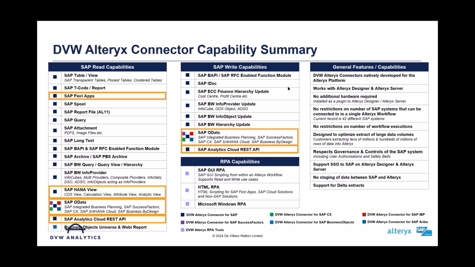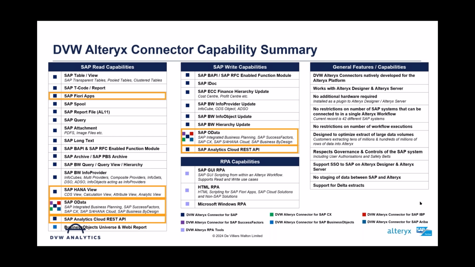SAP S/4HANA still has BAPIs, still has iDocs, but on top of that, we also have now OData, particularly again for the public cloud editions, as a mechanism to load or update data in a target SAP S/4HANA system, and also that good old REST API for SAP Analytics Cloud is available to us to update data into that particular solution. So a lot of additional capabilities are becoming open to us.